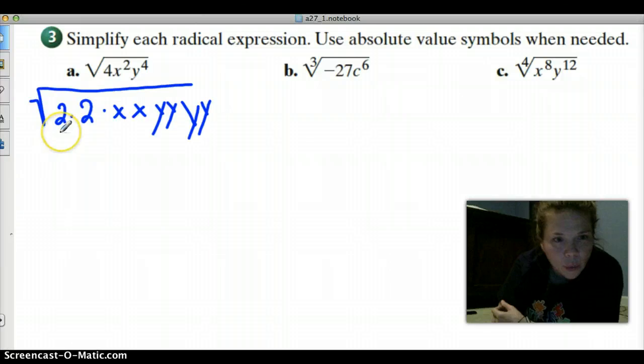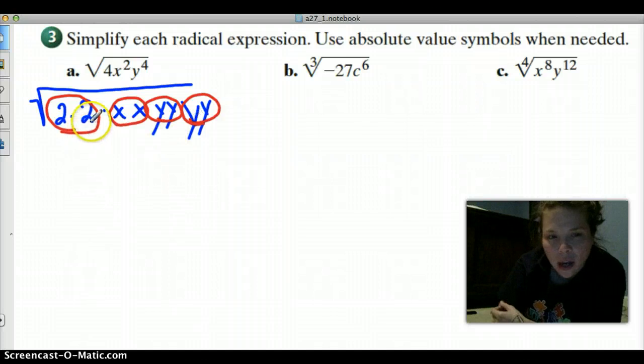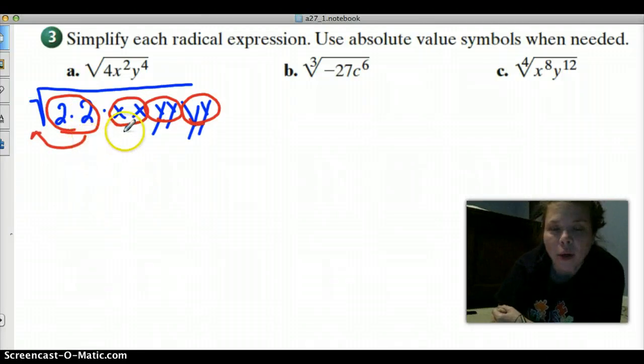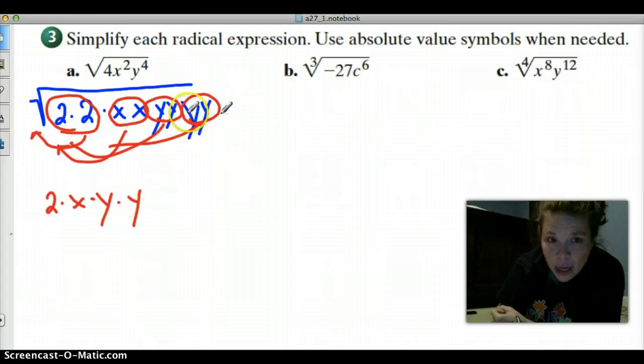All right, so we circle up anything that we have a pair of. All right, anything that we have a pair of, we are going to pull one of those numbers out. So we're going to bring a 2 out, an x out, a y out, and the other y. So that's going to leave us with 2 times x times y times y. There's nothing left underneath, so now we just simplify this, and it's 2x y squared.